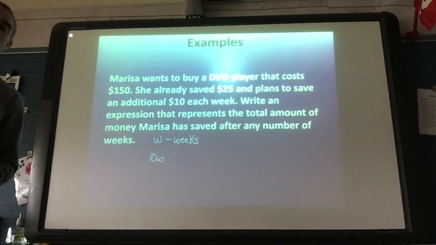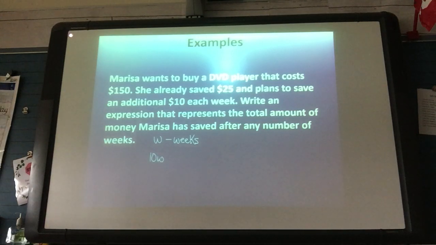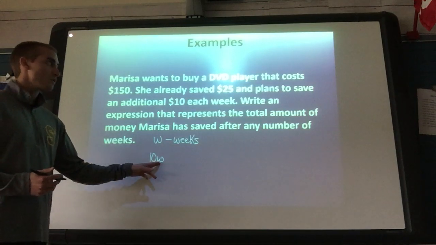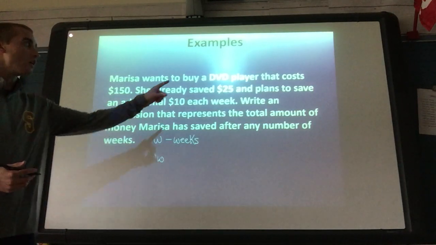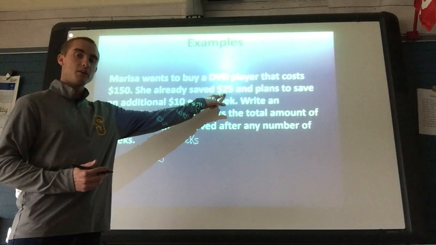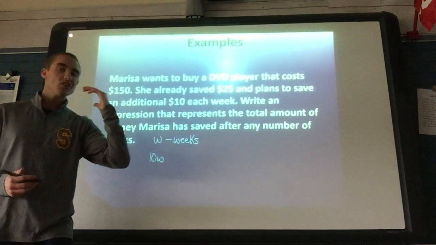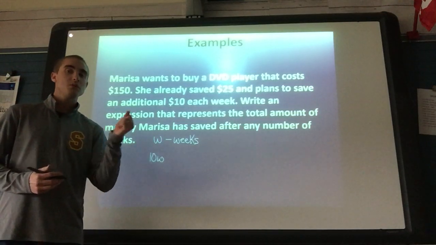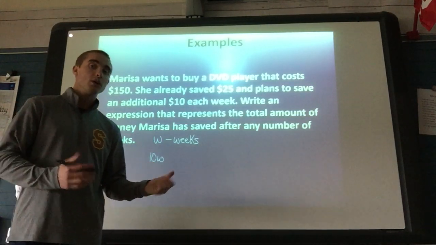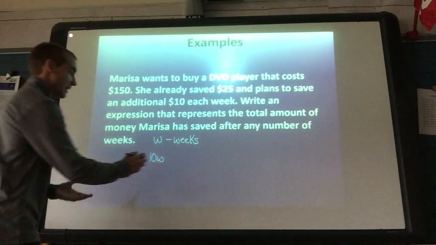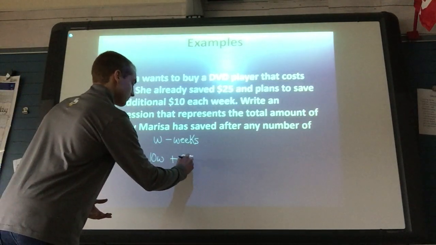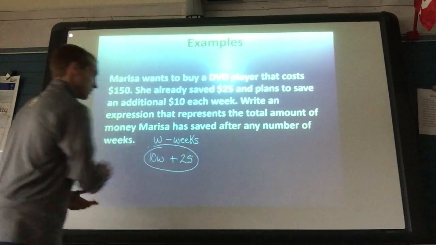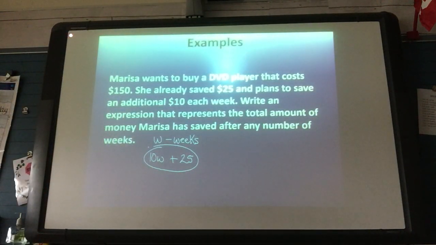Is there anything else in there that she is saving as far as the money? So she's saving $10 every week, but she's also already saved $25. And so think about it, if she's already saved 25, should we do 10W plus 25 or 10W minus 25? Well, it's going to be plus 25 because it's going to be added with how much she saved already. So that would be our expression: 10W, W is weeks, 10W plus 25 because she's already saved that.